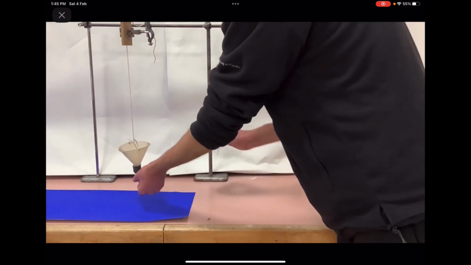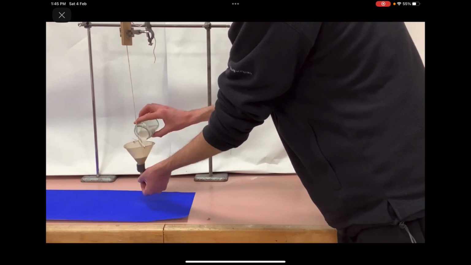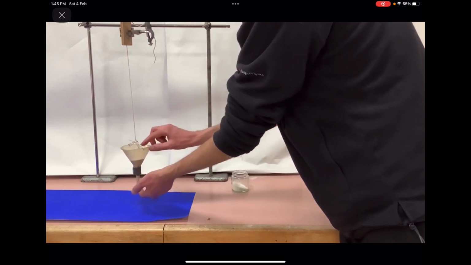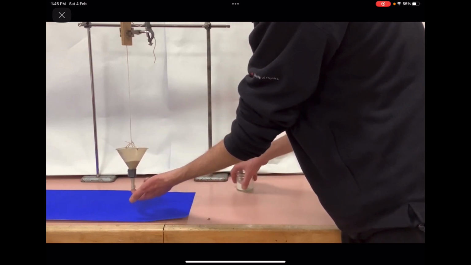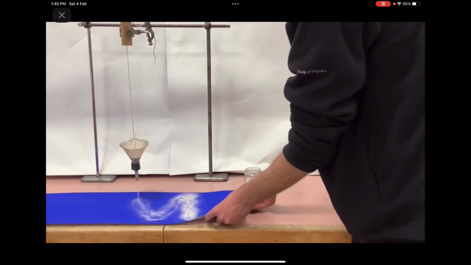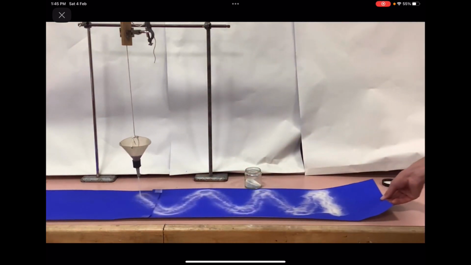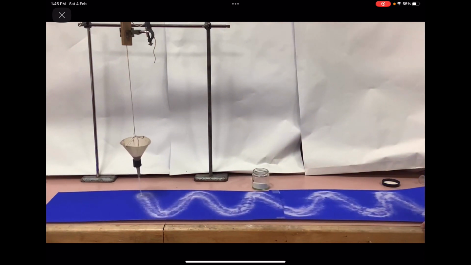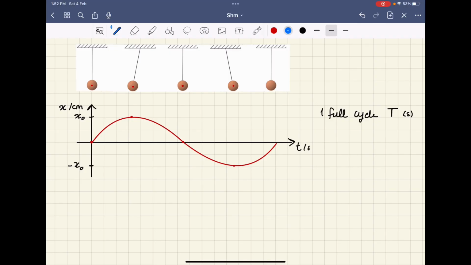Here, we're going to show that the periodic oscillation will trace a sine wave. If you take some sand and pour it in a container attached to a simple pendulum, displace the pendulum, and then carefully pull the card below it in a periodic way, at periodic intervals of time, you will see a beautiful sine wave traced over it.